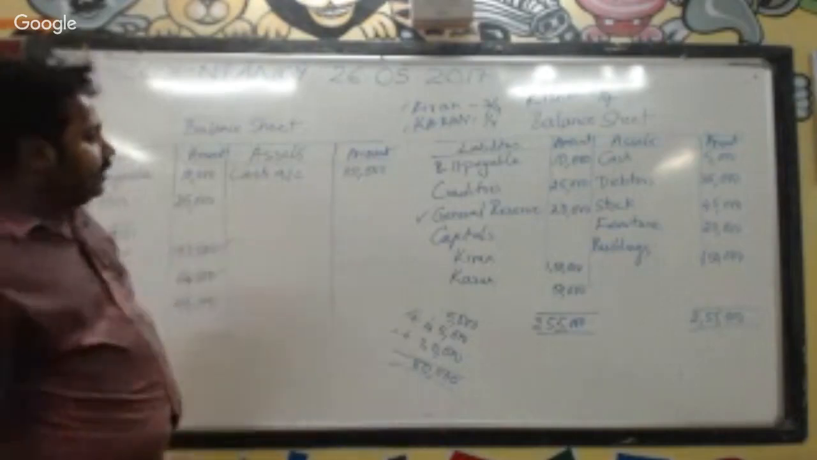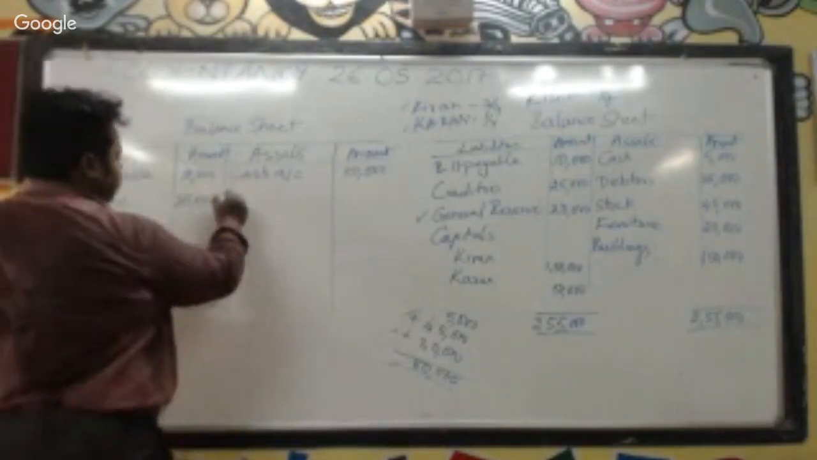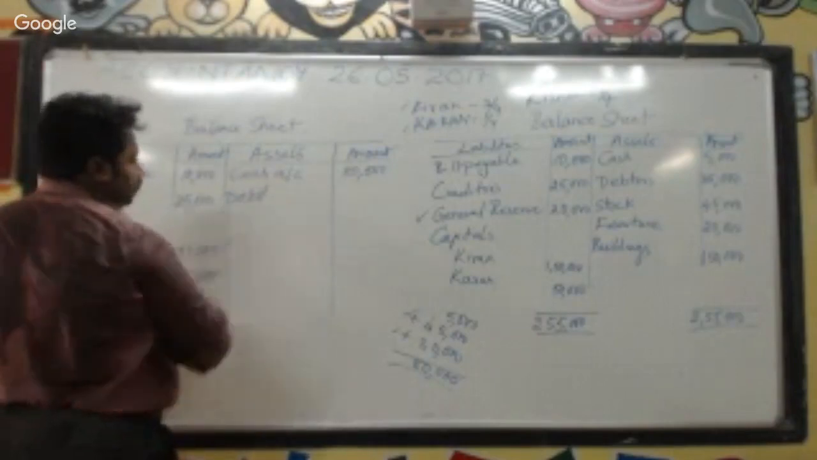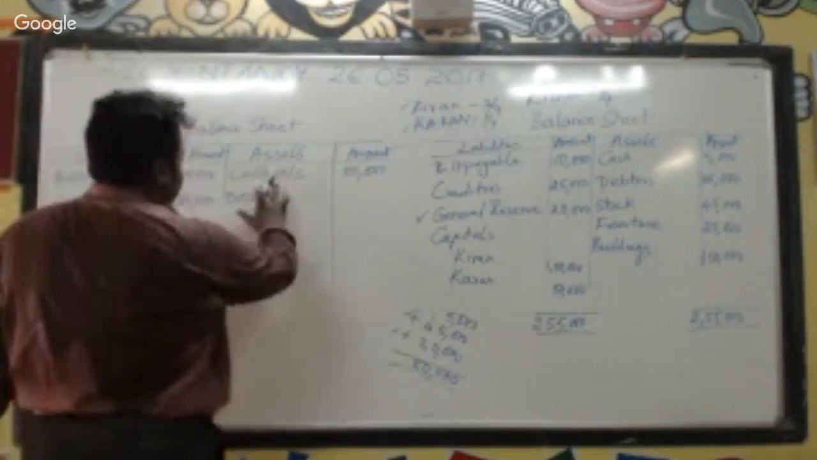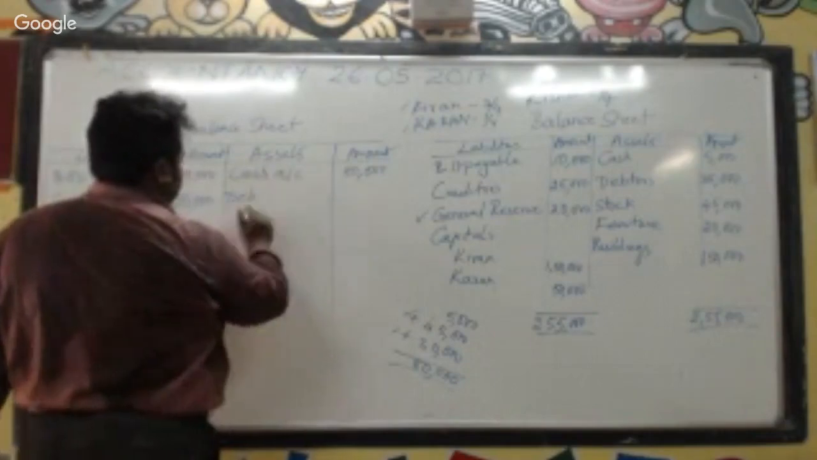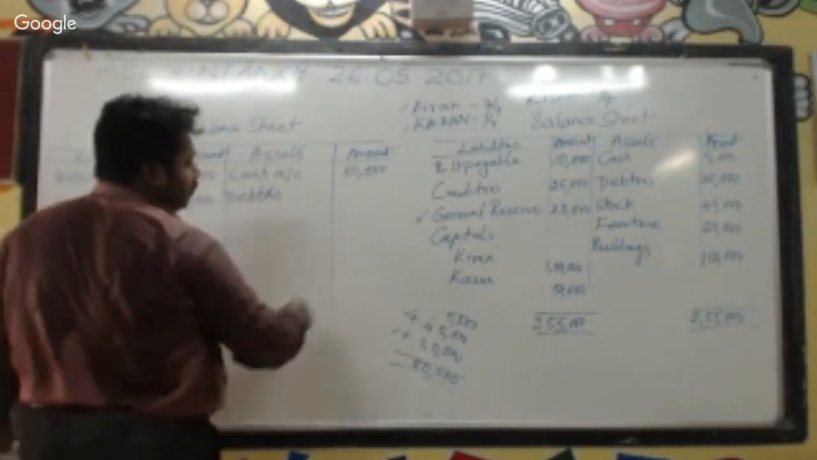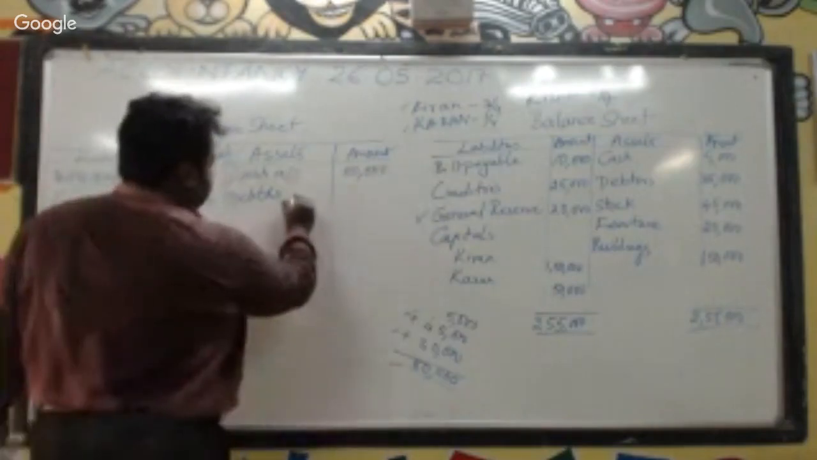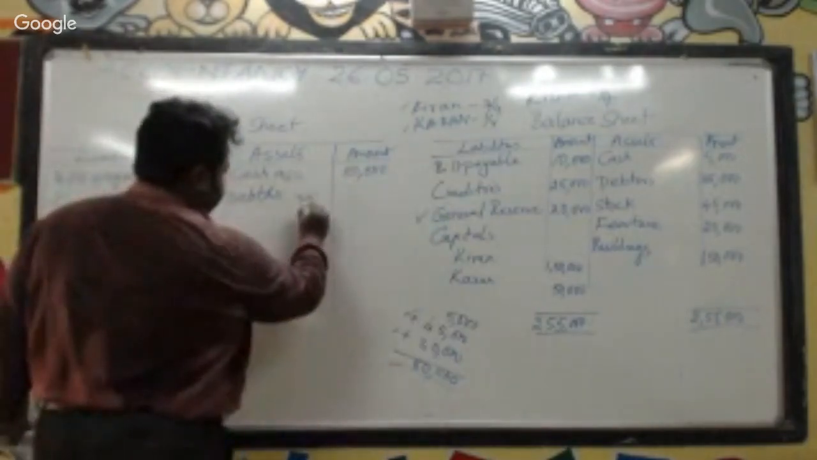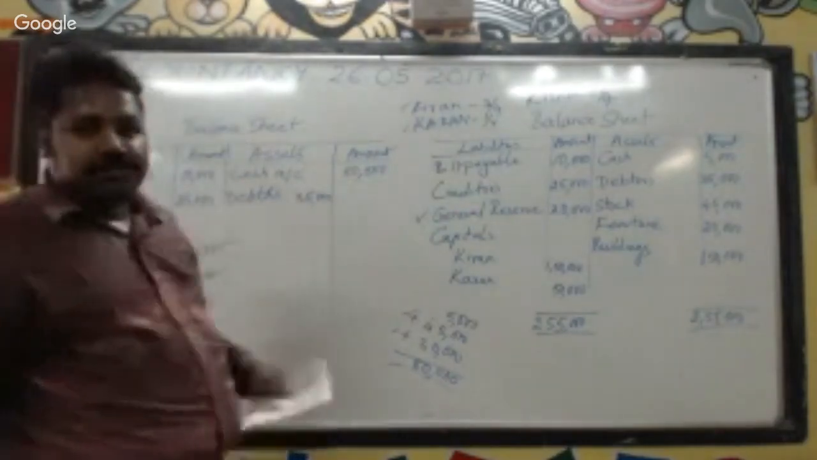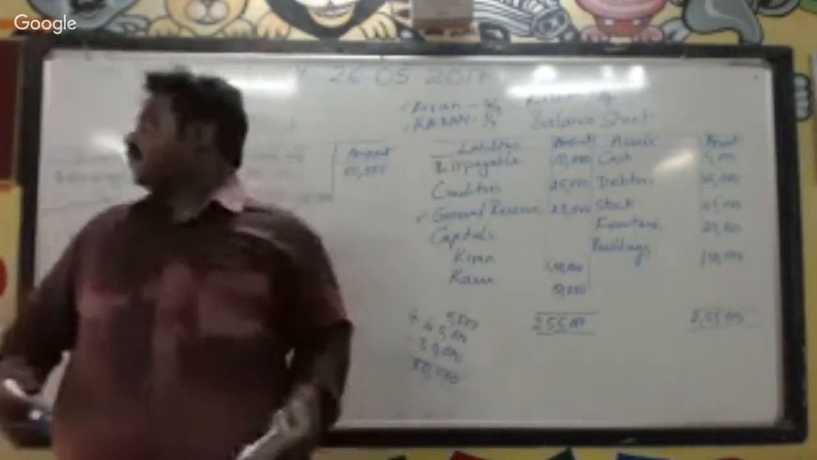Next, coming to the debtors. Debtors account. Total debtors are 35,000. That means we need to get 30.